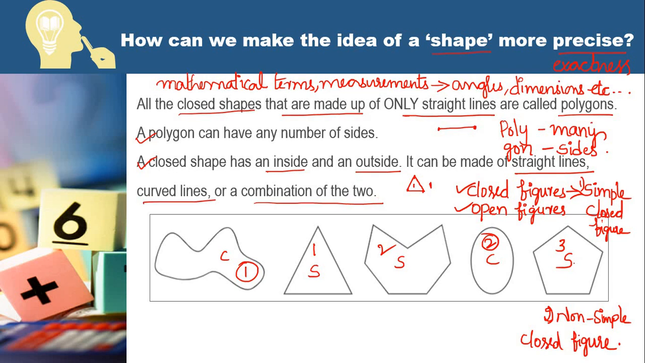What are closed figures or open figures? These are called closed figures. These are called open figures. Okay, children? In these closed figures, we are having two types. Simple closed figure, non-simple closed figure. A closed figure has an inside and an outside. It can be made of straight lines, curved lines, or straight lines and curved lines. It may be a combination of two.